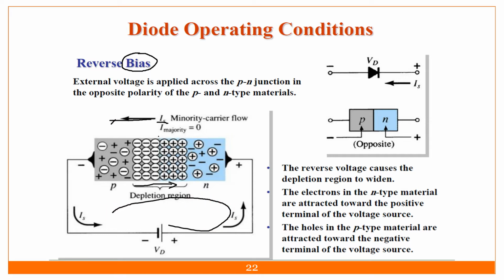This current is called IS, that is, the reverse saturation current. So keep this in mind. If you are applying 1, 2, 3, 4 volts, current will not flow. But if you increase the voltage to about 40 to 50 volts, breakdown will happen and the current will flow.